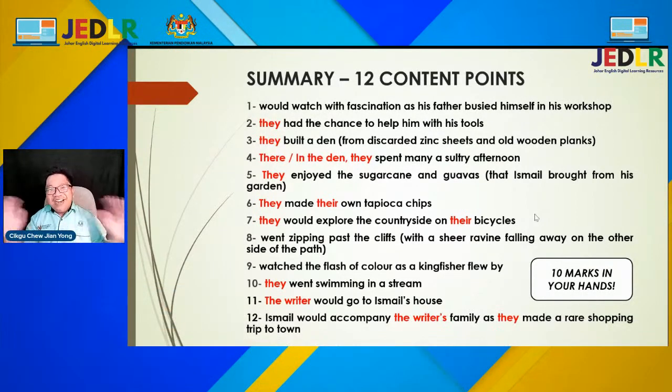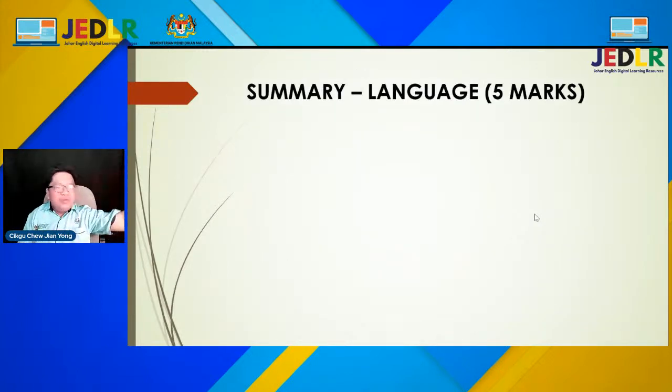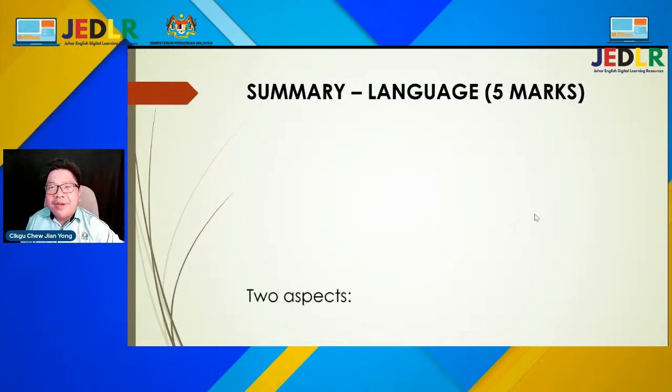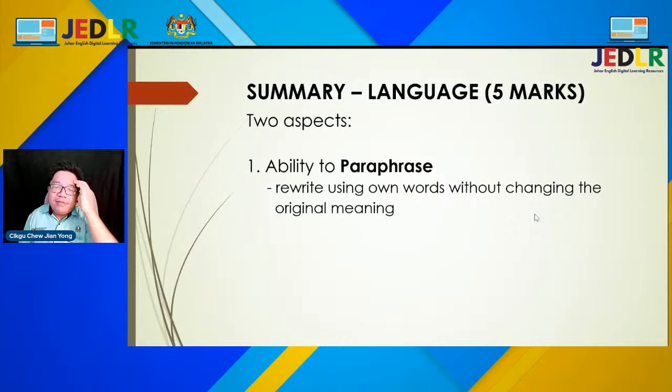Okay, are you ready? Now let's look at the language part. We are done with the content part, 10 marks. Now we have to look at the language part, 5 marks for summary. So when we look at language, you have to tell yourself that you are thinking of two things here. Two aspects. The first one is your ability to paraphrase, rewrite using your own words without changing the original meaning. Apa maksud dia paraphrase? You boleh tulis semula, gunakan perkataan sendiri tanpa mengubah maksud asal ayat itu. So that's your ability to paraphrase.